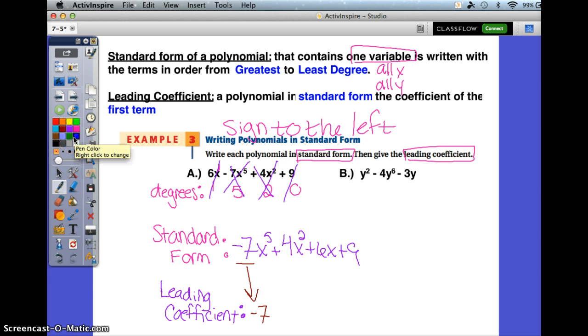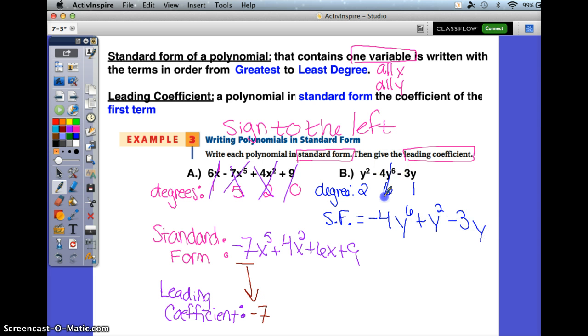Let's take a look at letter B. The first term has a degree of 2. The second term has a degree of 6. The third term has a degree of 1. So when I put it into standard form, I'm going to go negative 4y to the 6th plus y squared minus 3y. I use them all up, and my leading coefficient is going to equal negative 4.